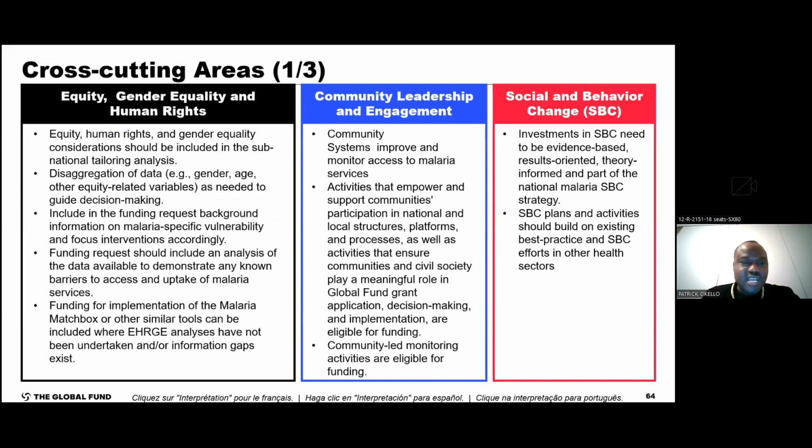I mentioned that there were some cross-cutting areas. I will not go into detail, but just mention we need to pay attention to equality and human rights. We need to pay attention to community engagement and SBCC. Next slide.